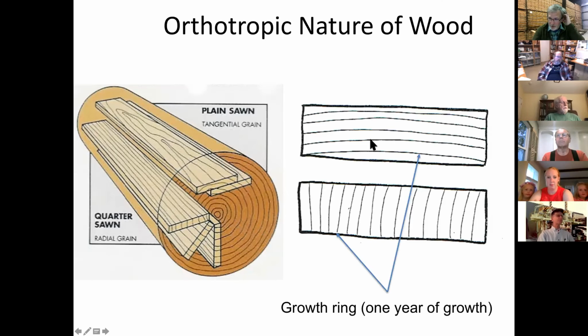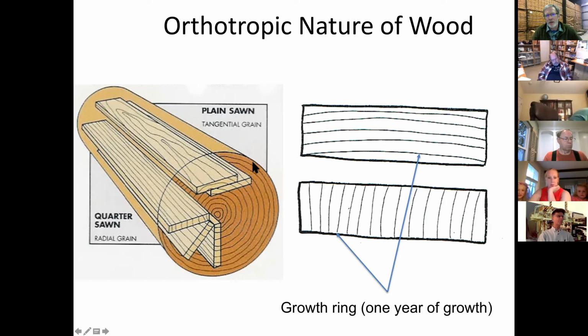All right, so now we're going to talk about the orthotropic nature of wood. Now we're getting into what's called planes of reference. When you saw lumber out of a log, say using a portable sawmill or any sawmill, you're going to get what's called plane sawn wood the majority of the time. And that's the boards over here on the top of that piece that are on the left.